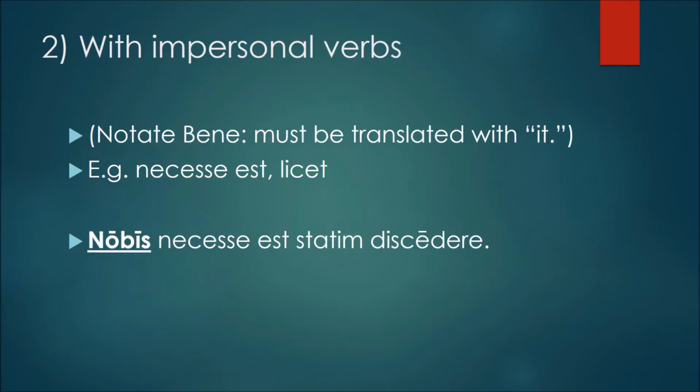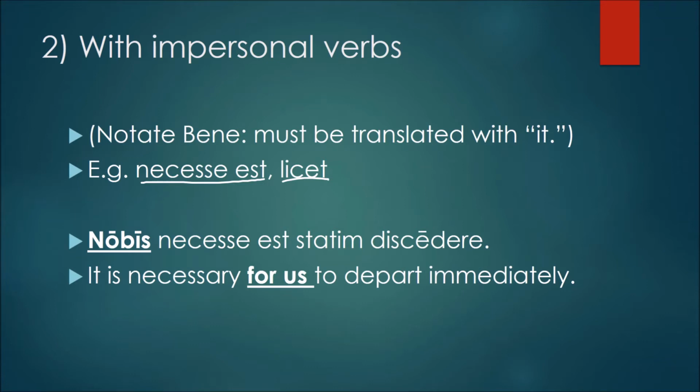We've also discussed the dative use with impersonal verbs, specifically with the impersonal verbs necesse est, it is necessary, or licet, it is allowed, such as in our translation example, nobis necesse est statim discedere, it is necessary for us to depart immediately, where for us is our dative use explaining for whom it is necessary, or if the verb were licet, for whom it is allowed.